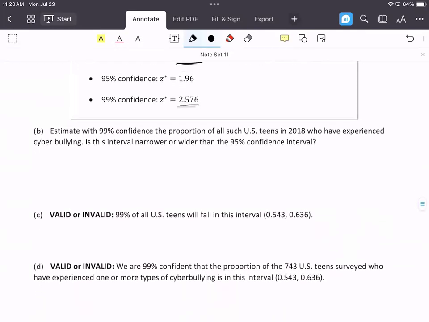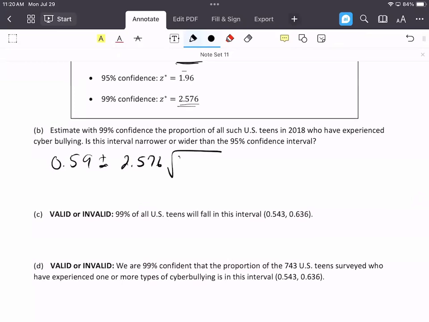Now here it says estimate with 99% confidence the proportion of all such US teens who have experienced cyberbullying. It's going to be the exact same formula. The only thing that's going to change is this coefficient here, the 2.576 instead of 1.96. And we'll end up with 0.543 to 0.635.